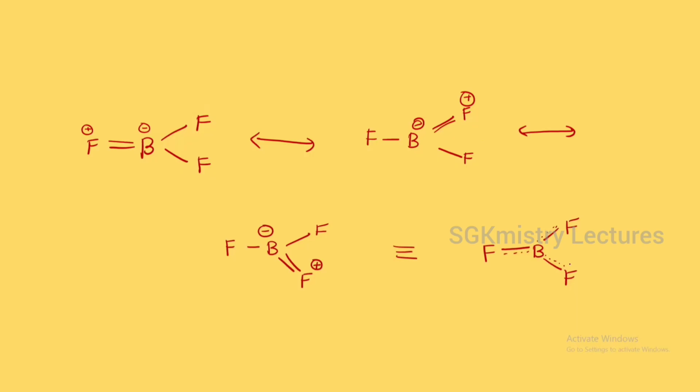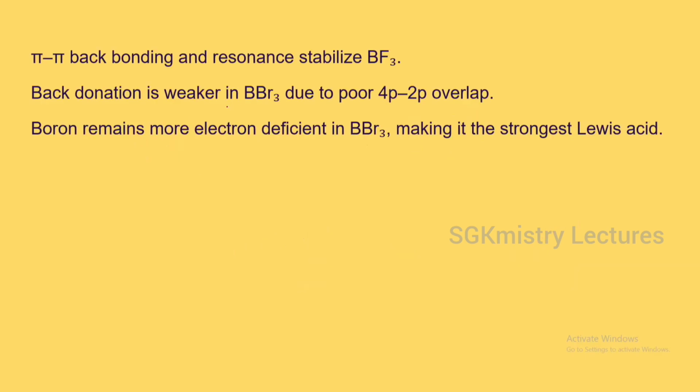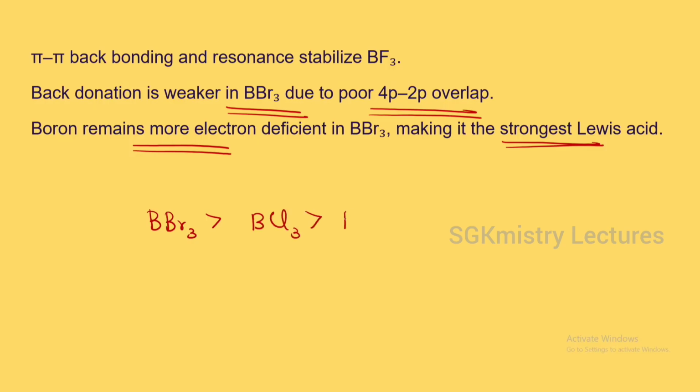Now here the boron atom is no longer so electron deficient, because of which the acidic character decreases, right? While in the case of BBr3, as I already told, there is poor 4p-2p orbital overlap. So here the boron remains electron deficient in BBr3. There is no effective back donation, so it acts as a strong Lewis acid. This explains why this particular order is observed with respect to the acidic strength.